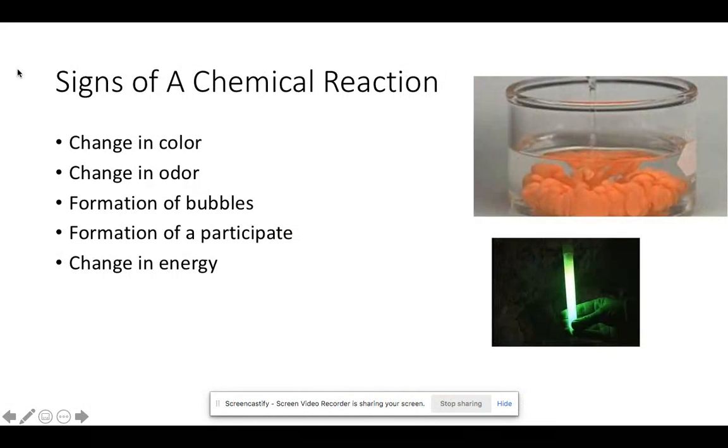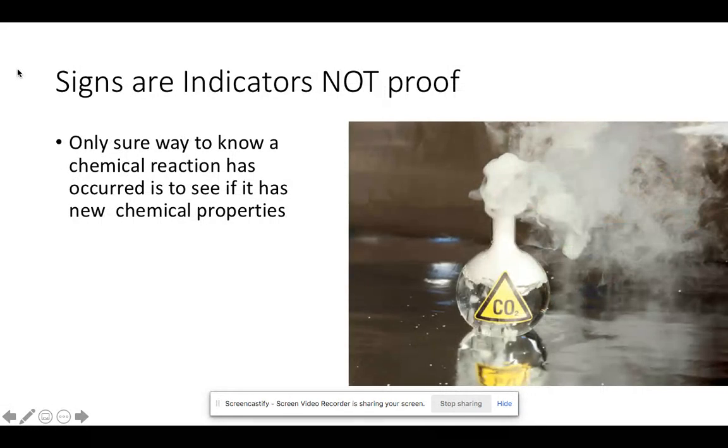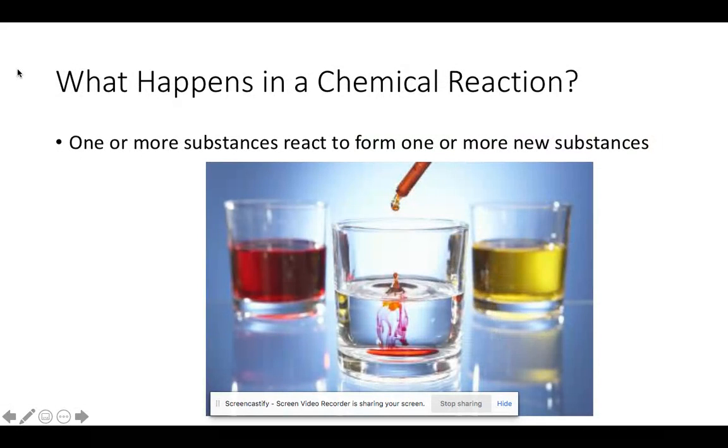And there are some signs of a chemical reaction. They include a change in color, a change in odor, formation of bubbles, formation of a precipitate, and also a change in energy. Signs are indicators, but not proof. So the only sure way to know a chemical reaction has occurred is to see if it has new chemical properties.